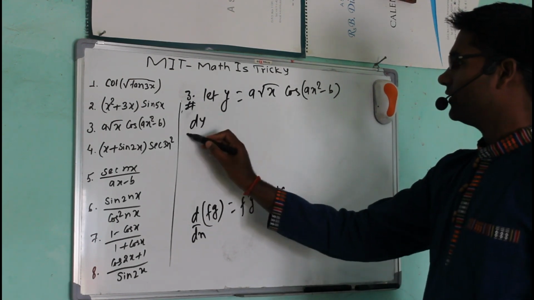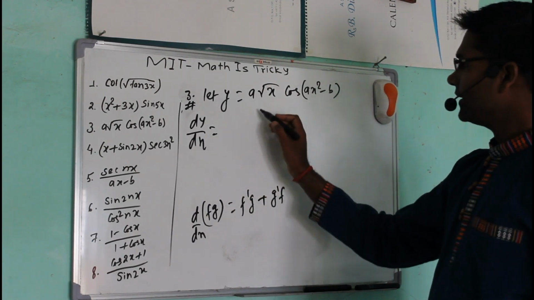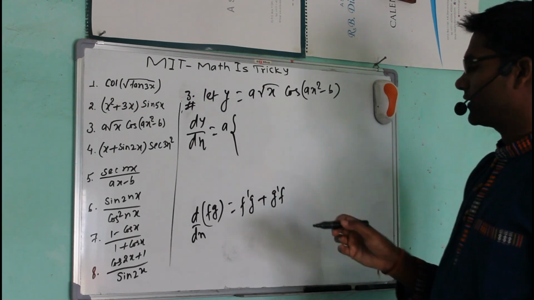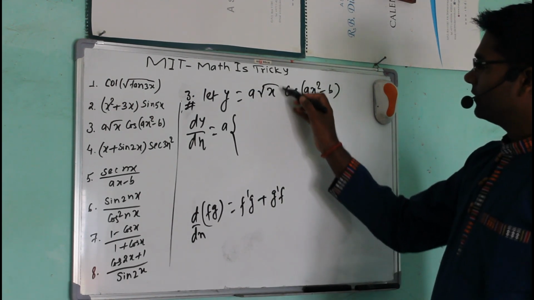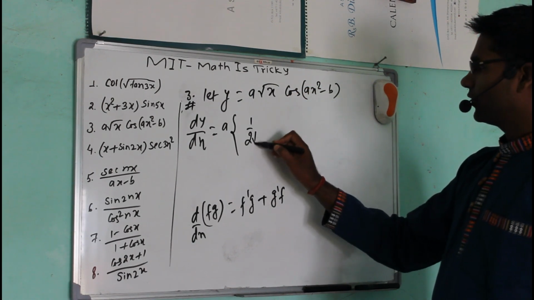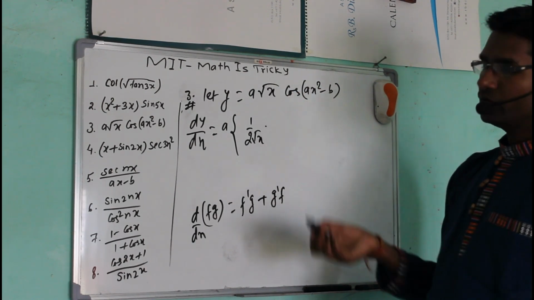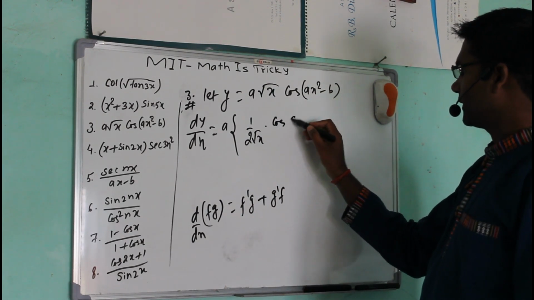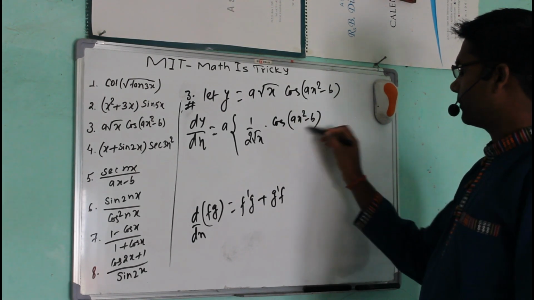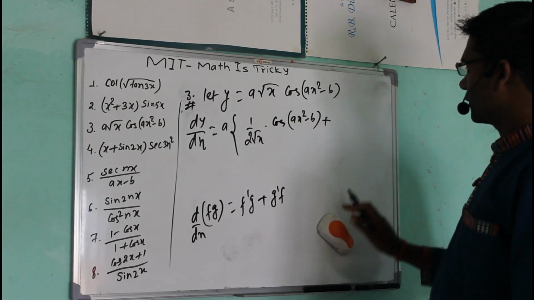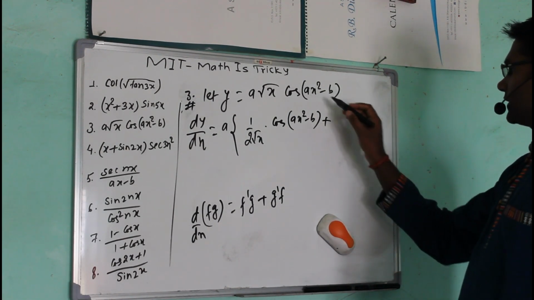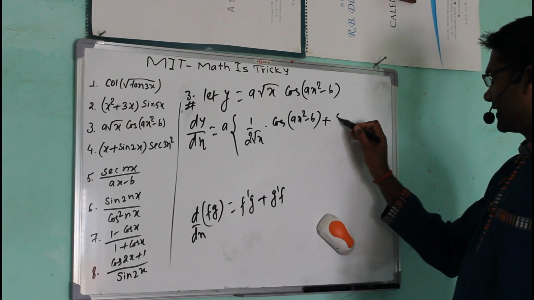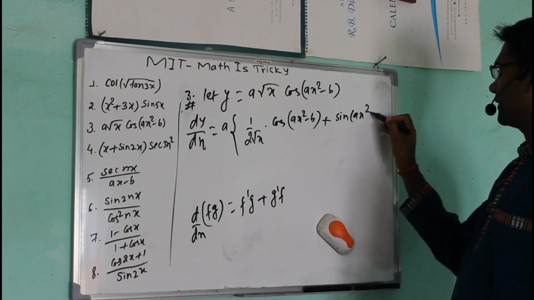So okay, dy by dx will be simply, a is constant, so let's take it outside. Now let's do the derivative of root x. If you remember, derivative of root x is 1 by 2 root x. It will be easy, or we can use the power rule also. So derivative of first times second, and now plus by formula. Derivative of second will be simply sine ax square minus b.